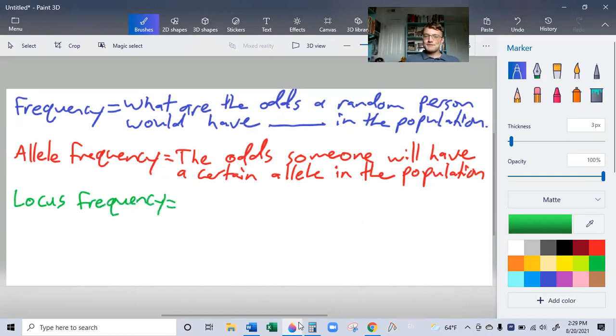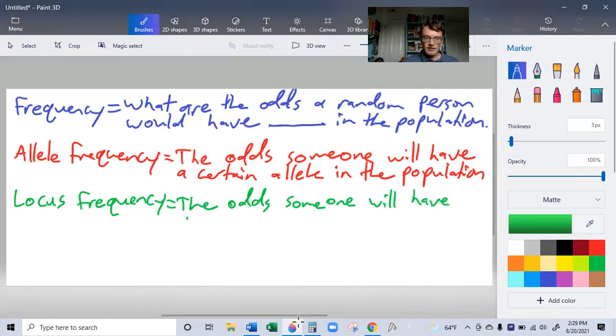Okay, a locus frequency is the odds someone will have a certain allele combination in the population. The odds someone will have a certain allele combo, or genotype, there's your vocab word there, in the population.